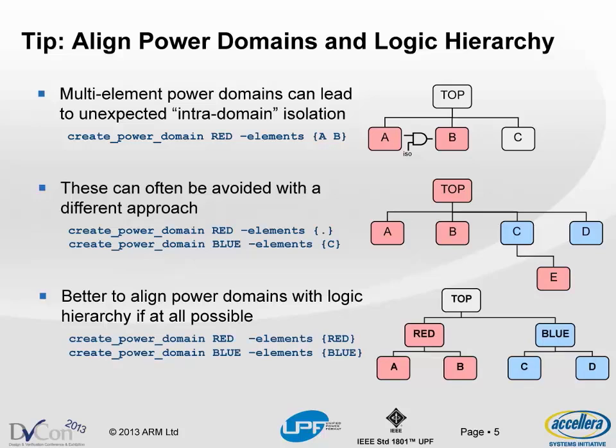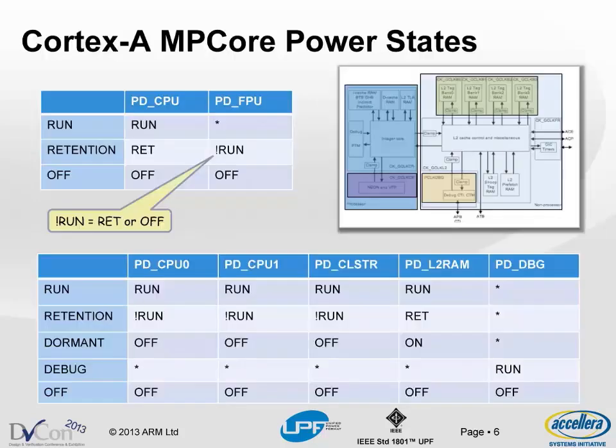A far better approach in designing IP is to try and align your logic hierarchy with your power domain hierarchy, and then that problem just goes away. So getting back to the Cortex-MP core example, we looked at the power domains that exist. Here's a tabular representation of the power states that are allowed for those power domains.